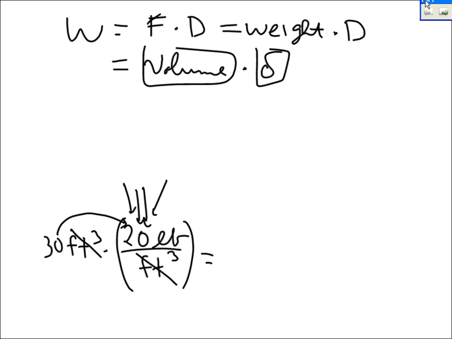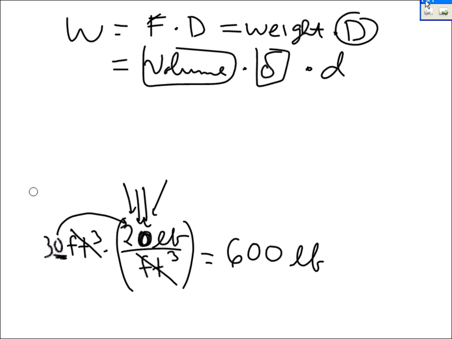Well, that's just 30 times 20. 3 times 2 is 6. Don't forget the 2 zeros. It weighs 600 pounds. So it makes sense to multiply the volume by the density. But that's just the weight. Let's not forget to multiply by distance. We use small d. So to find the work, it's the volume times the density times the distance that you move the object.